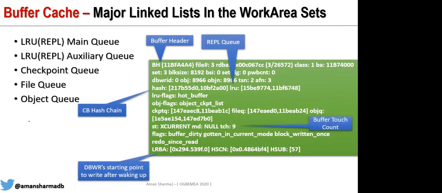So what I'm trying to show is that we have a buffer header, we have the replacement queue, we have the touch count, which I'm going to talk about in a minute. So this is the touch count, and we have a checkpoint queue and so on and so forth. We can see the buffer is marked as a hot buffer, and we can see that different linked lists are mentioned here. We have a checkpoint queue, a file queue, the flag and other things. All of this is possible if we dump the system, and we can check it out in the background.